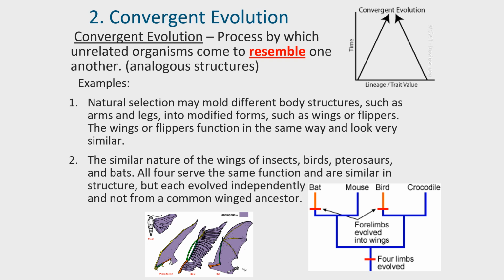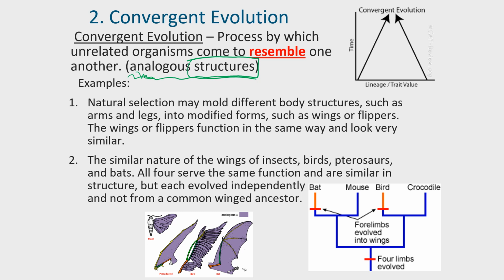The second pattern is convergent evolution. This is a process by which unrelated organisms come to resemble one another, aka analogous structures. Remember, analogous means different structure and same function. So, number one, natural selection may mold different body structures, such as arms and legs, into modified forms, such as wings or flippers. The wings or flippers function in the same way, but look very similar.